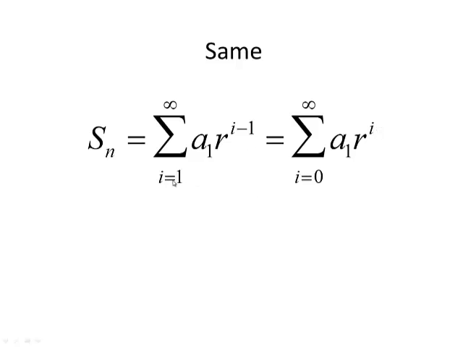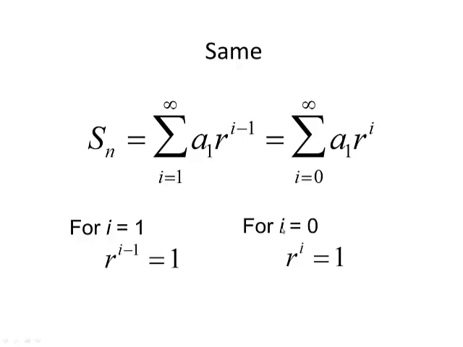So just know that if you start at 1, you have to subtract 1 to make this 0 power, to make r to the 0 power 1, so that this becomes your first term. But if it starts at 0, then you don't subtract the 1 because r to the 0 is 1, and that will give you your first term. For i equal to 1, then 1 minus 1 is 0, r to the 0 is 1. And when i is 0, r to the 0 is 1. Okay? If this is 1, that's how you're going to know that this part here is your first term.